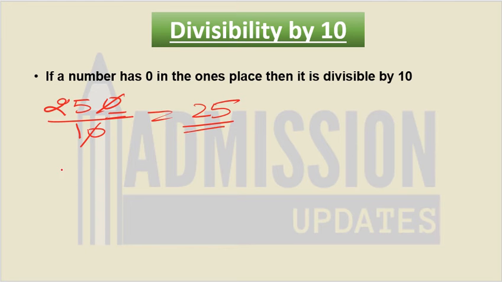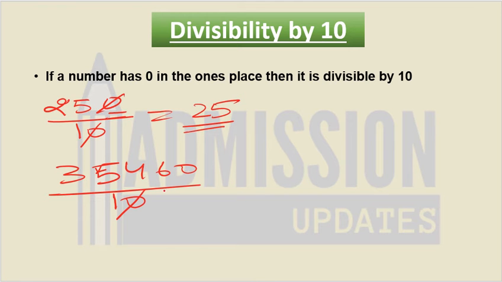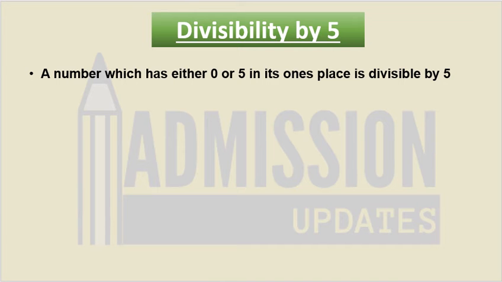Let us take a larger number. Suppose a number is 35460. Now when we will divide it by 10, 0 and 0 will be cancelled out and the answer will be 3546. So following this method, you can divide any number by 10 if the number has 0 in its units place. Now let us see another one.